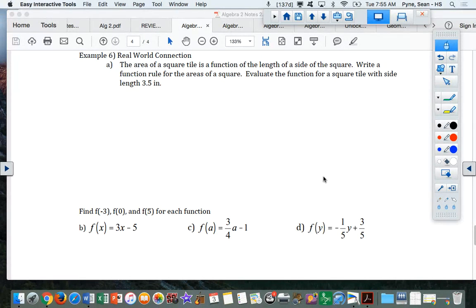So, the area of a square tile is a function of the length of the side of a square. Write a function rule for the area of a square. Evaluate the function for a square tile with side length 3.5. So when I see "function of the length of the side of a square," that's f of s.